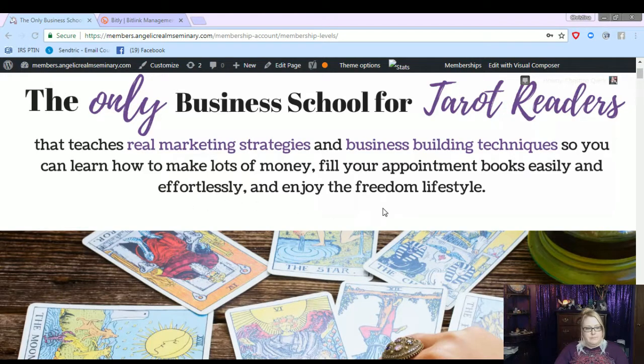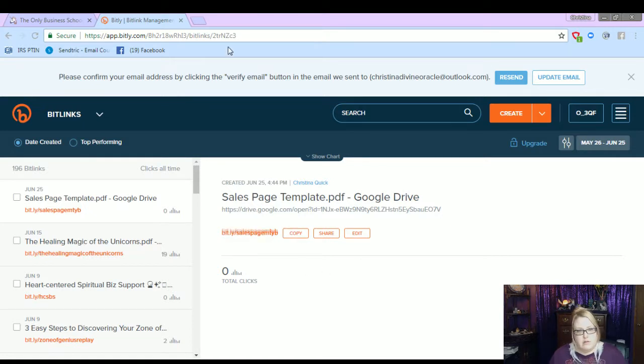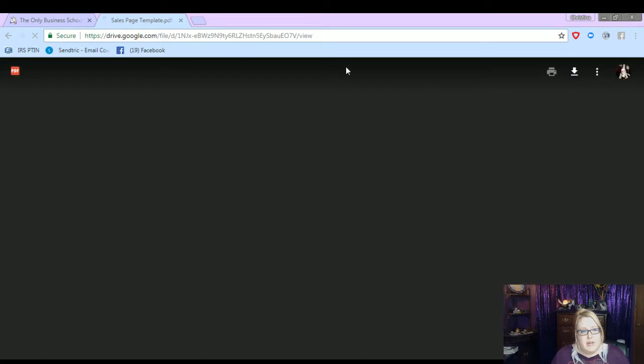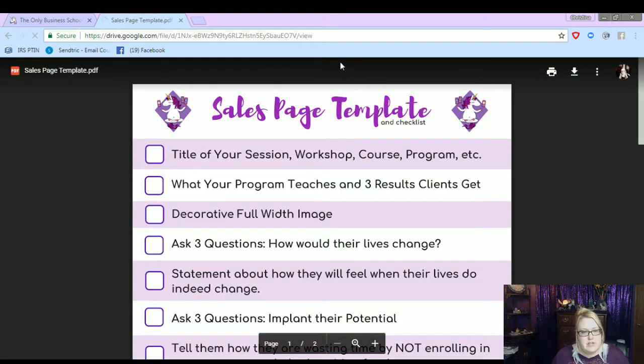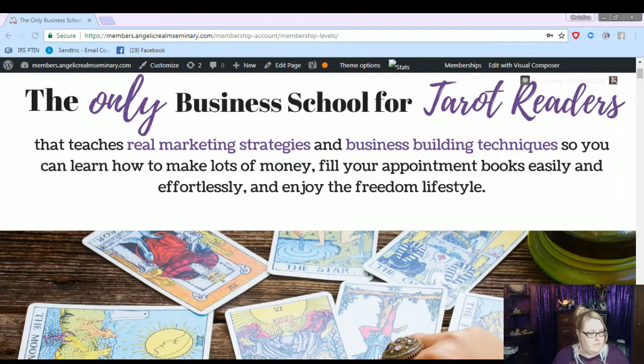Okie dokie. So let's talk about sales pages here. Does everybody have the handout? This is kind of like a quick template for sales pages slash checklist. Okay, let me get to where I can see comments too. I'm almost at the point where I need 3 monitors. Dang it.